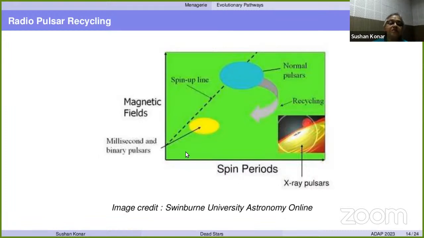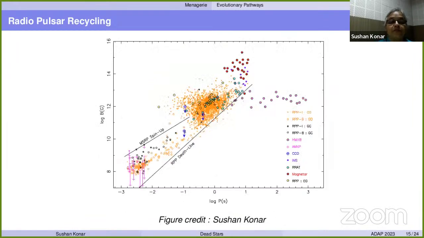And that limit is shown by this line, which is called the spin-up line. So all the millisecond pulsars that you are able to generate would be generated below the spin-up line. The spin-up line is the limit to which you can take it by the method of recycling. Now, this particular concept is very important for the problem that we would be looking at today.